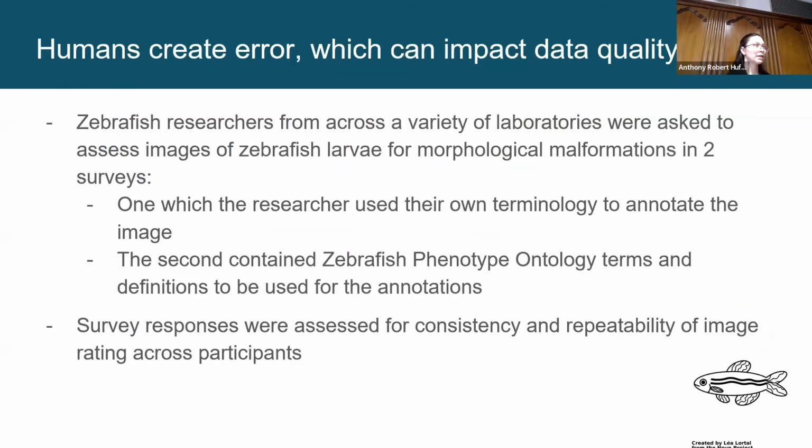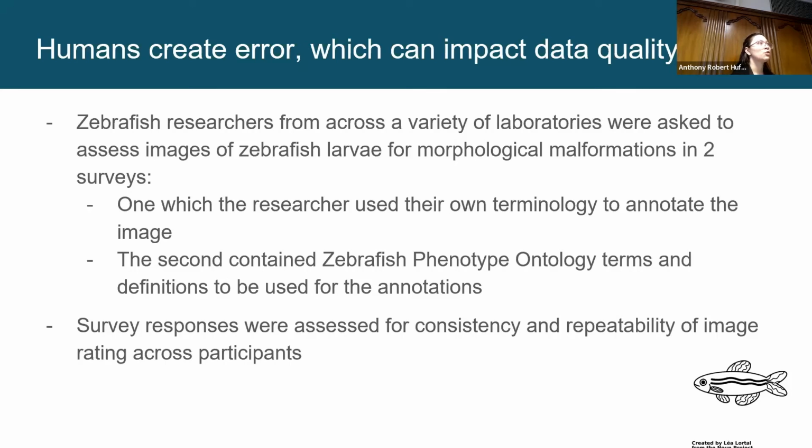Changing course just a touch. I think we've also had good discussion this week of trying to create data that is born interoperable, or is already using ontologies when it's created. So our second use case that I want to talk to you about is a small investigation that was looking at trying to assess within zebrafish researchers from a variety of labs if they could consistently label zebrafish larvae that had morphological malformations.